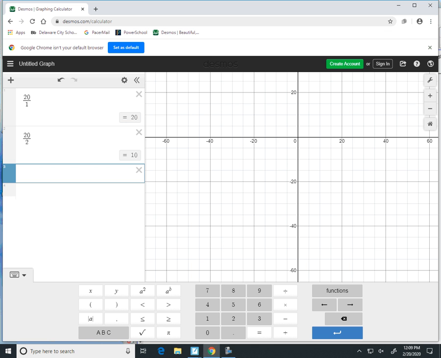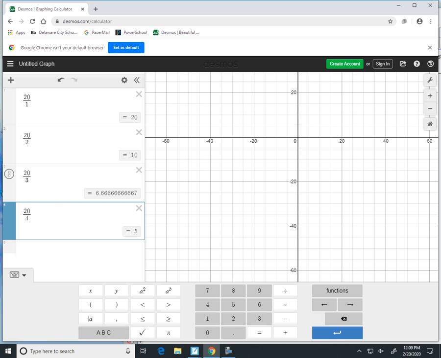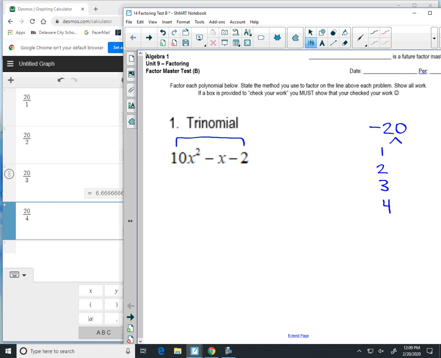20 divided by 3 doesn't go in evenly, so it doesn't go in our factor tree. So 1 and 20, 2 and 10, 3 doesn't go in, 4 and 5. There's our factor tree. Which one of those is going to give us -1? Yeah, awesome, 4 and 5.